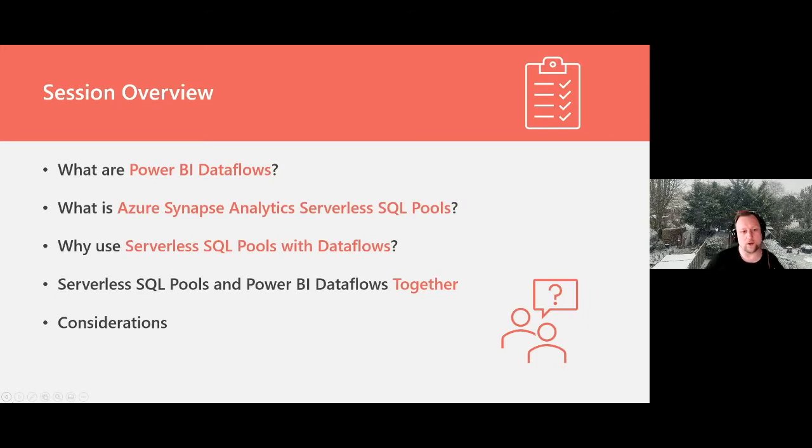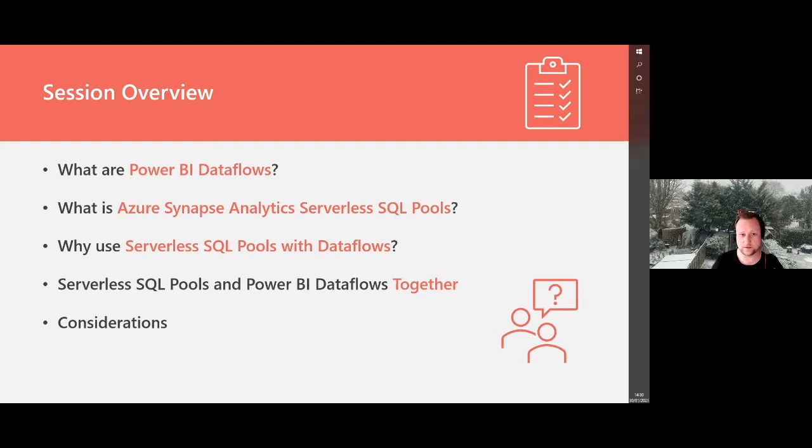Now, we're going to have a look at using serverless SQL pools with Power BI Dataflows. We'll take a very quick look at what serverless SQL pools is, what Dataflows are, and why we want to use them together, and some considerations.